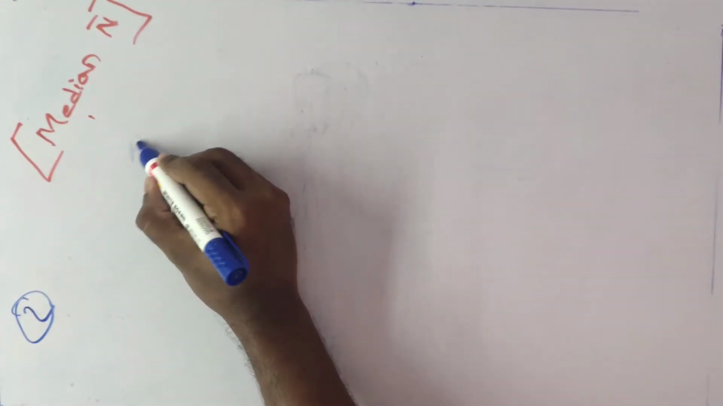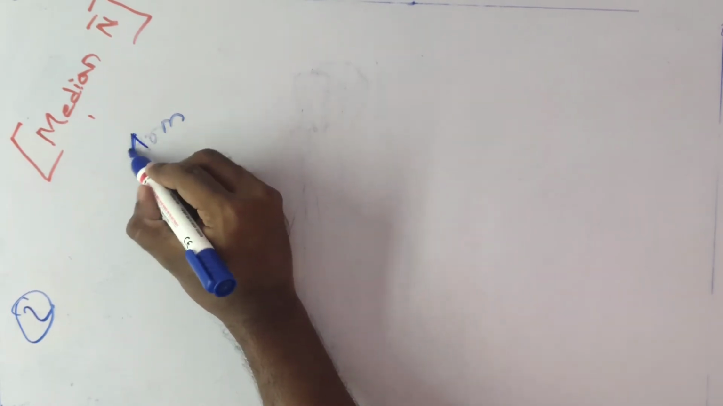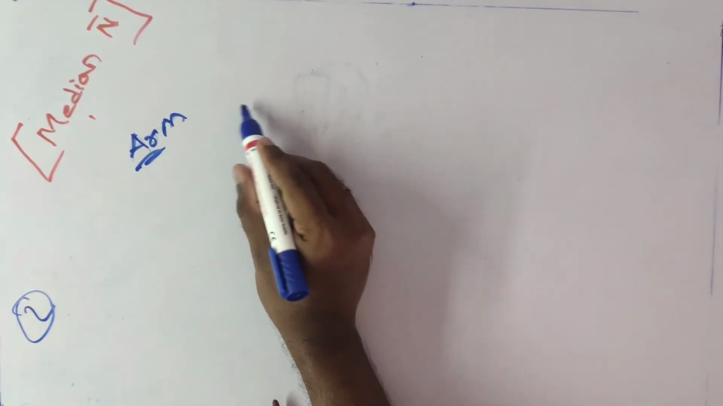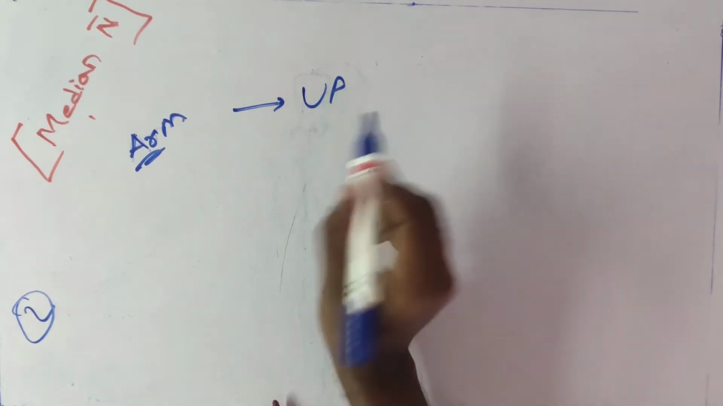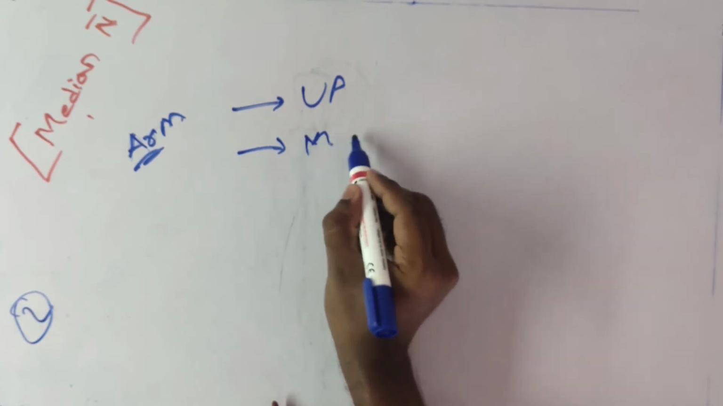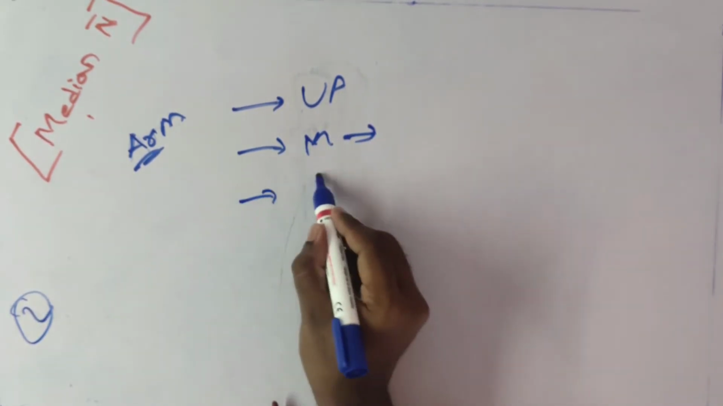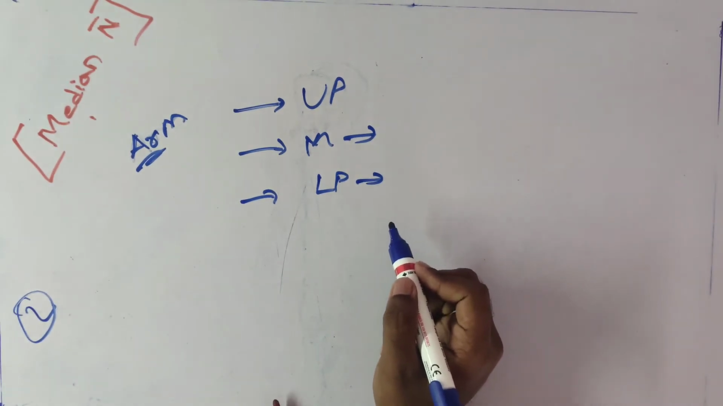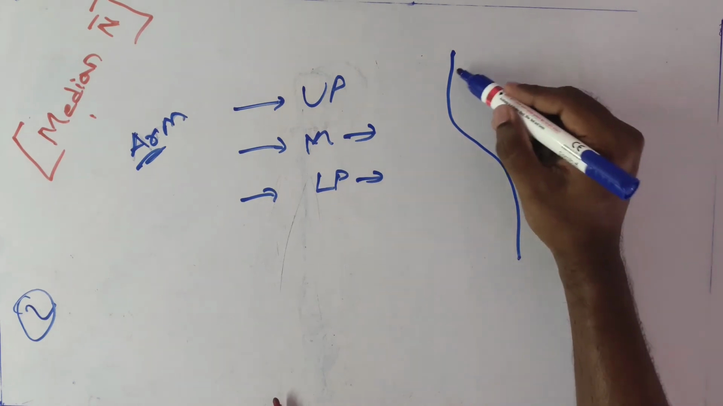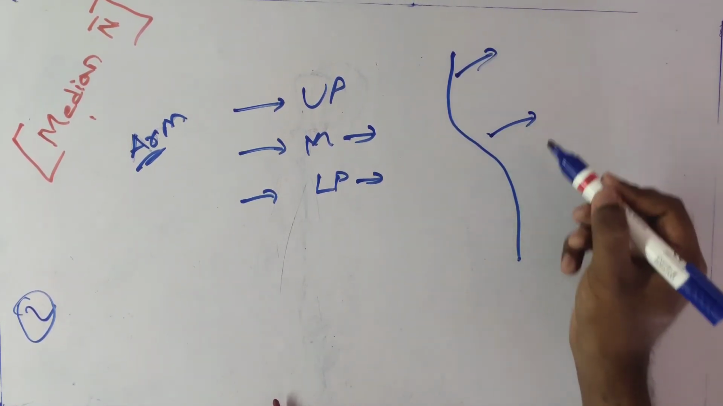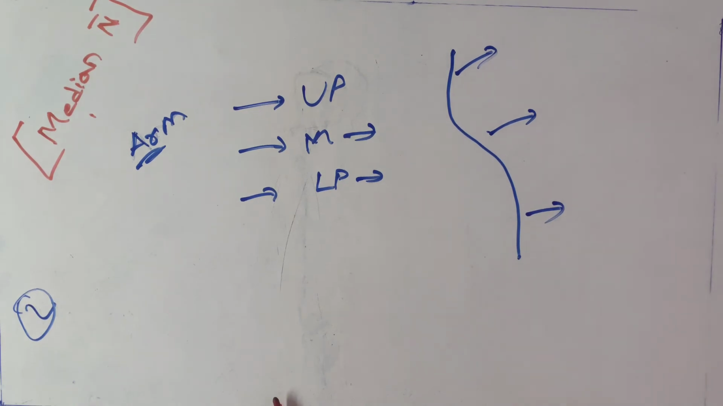Next, coming to the relations of this median nerve, now the relations in the arm. In the arm, it divides into three parts. In the upper part, it is lateral to the artery, in the middle part it is anterior to the brachial artery, and in the lower part it is medial to the brachial artery. In the arm it moves from lateral to medial. So the upper part is lateral, the middle part anterior, and the lower part medial to the brachial artery.